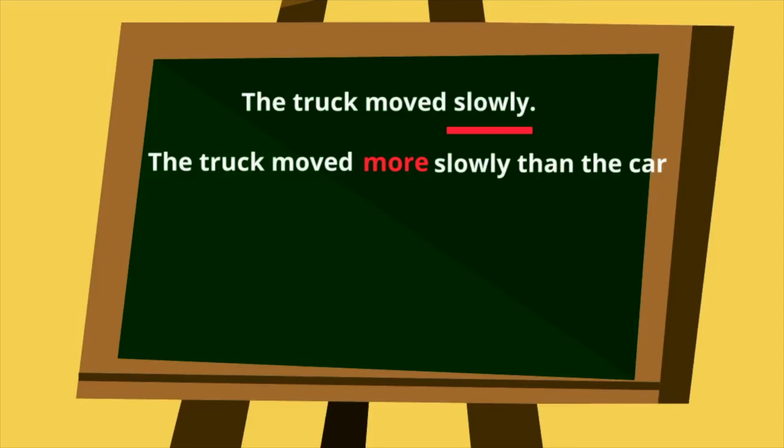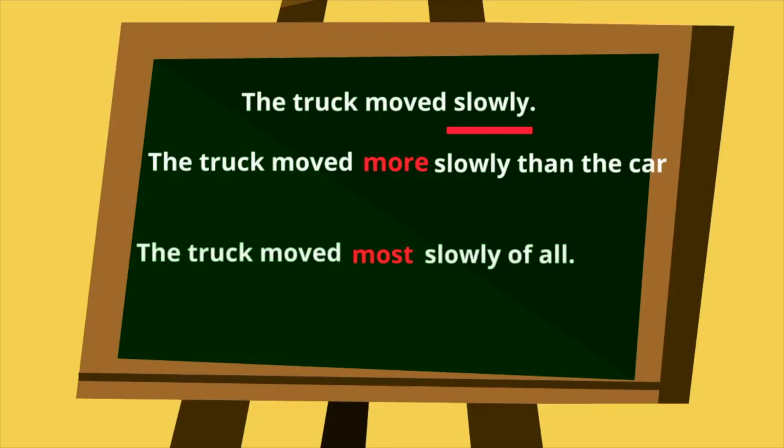So I'm not going to erase the y and put IER. No. The truck moved more slowly than the car. And also I'm going to use the word most to compare between 3 actions or more. The truck moved most slowly of all.